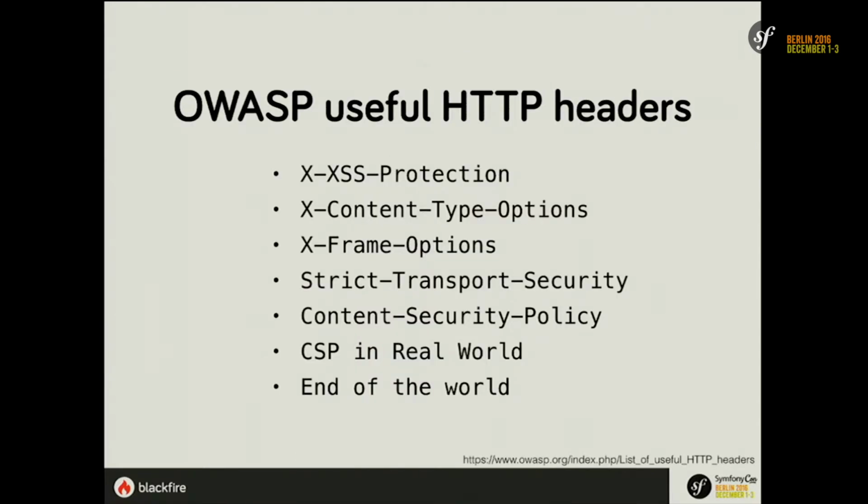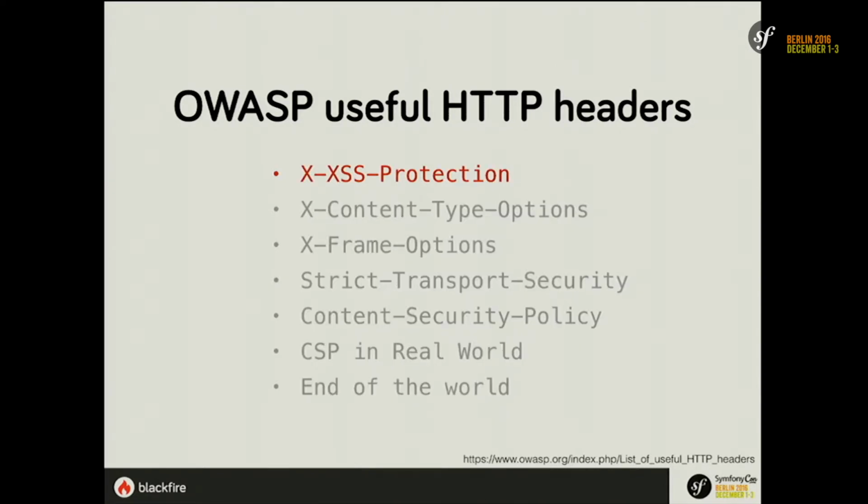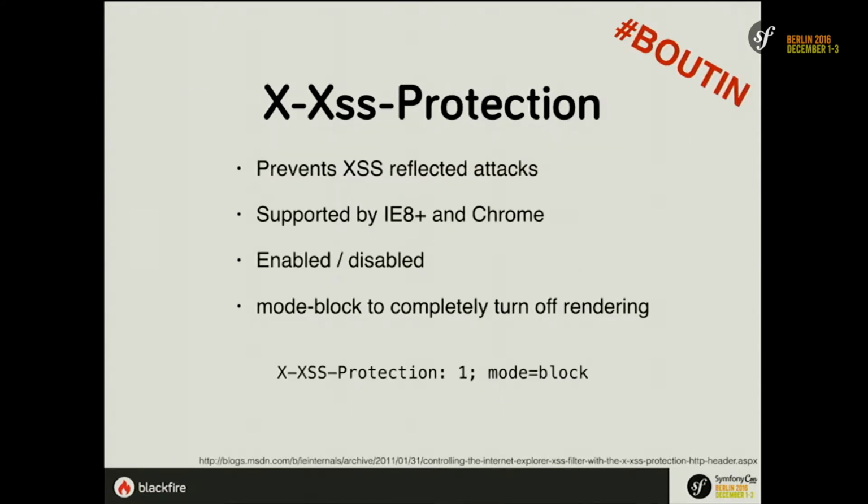So in this talk, we'll cover five headers: X-Frame-Options, X-Content-Type-Options, X-XSS-Protection, very quickly. We'll spend more time on Strict-Transport-Security, and we'll cover the content security policy case that annoyed me. X-XSS-Protection is a header introduced by Internet Explorer a long time ago.